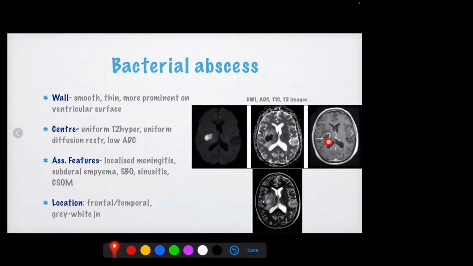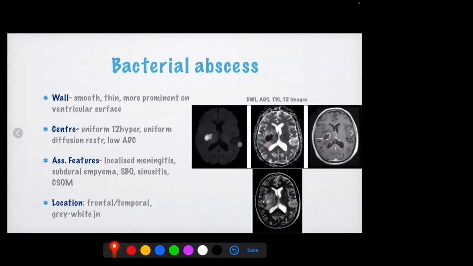and hence may be more perfused, more vascular, more fragile, and hence maybe it has a tendency to rupture into the ventricles. The main characteristic, how we would differentiate bacterial abscess from other abscesses, is that if we have a book picture of a uniform diffusion restriction across the cavity, it's more likely to be bacterial compared to fungal, and equally would have low ADC, and hence it confirms that this is not just the T2 shine-through effect.